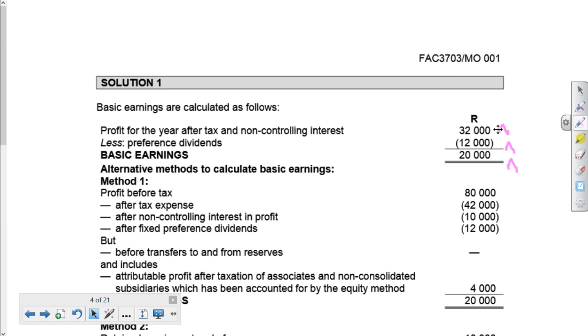They also show some alternative methods where you start with the profit before tax and then you work down. I suppose it just works through that principle, isn't it? This is the profit. Who gets paid first? SARS. Who gets paid next? NCI. Who gets paid after that? Pref shareholders. Who gets paid after that? Ordinary shareholders, isn't it? Just along the list.